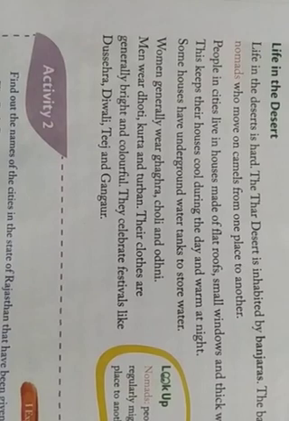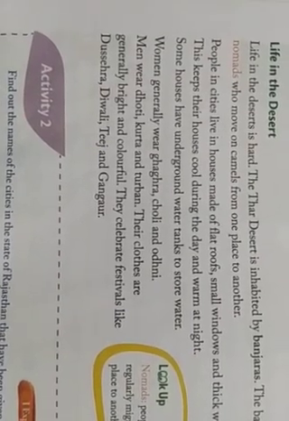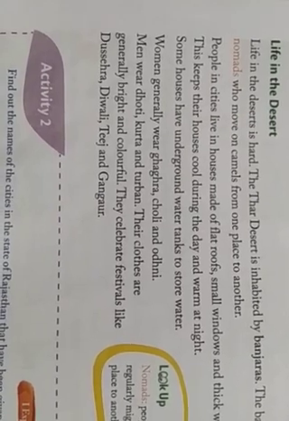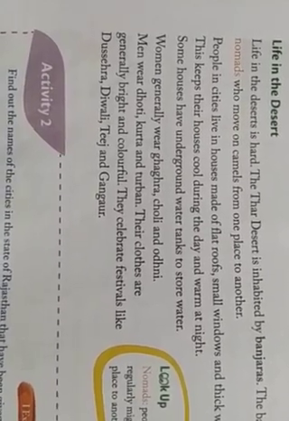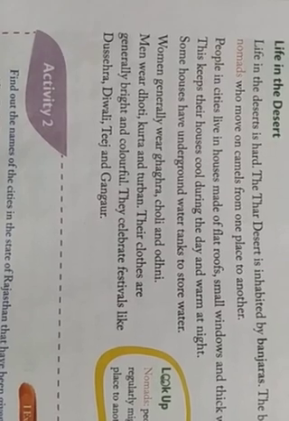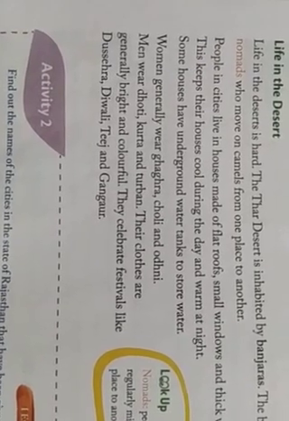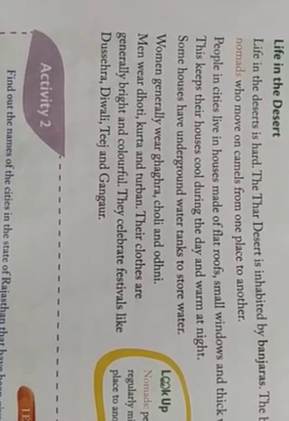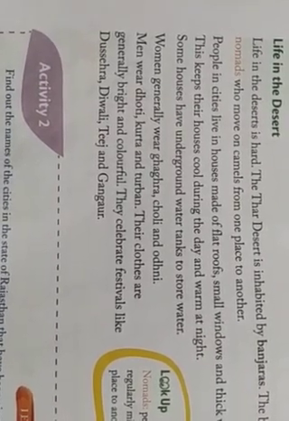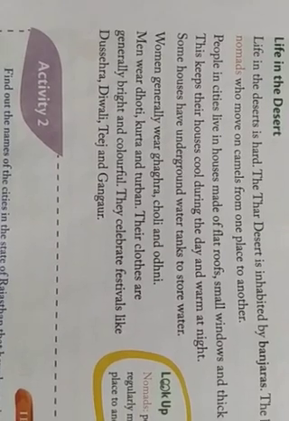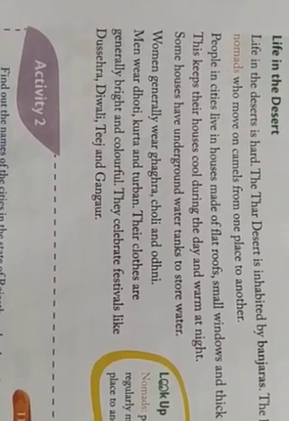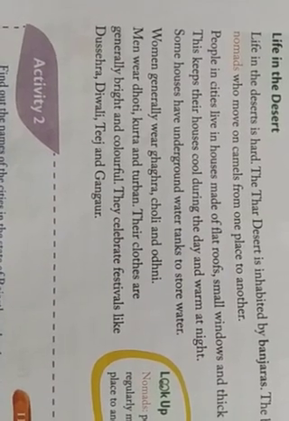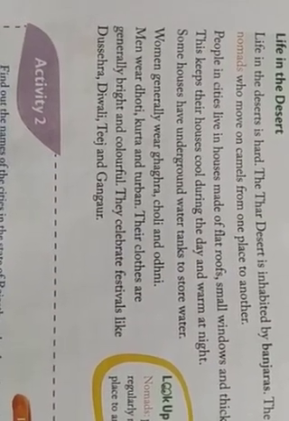Now the dressing of the people who are living there. Women generally wear ghagra, choli, and odni. Men wear dhoti, kurta, and turban. Their clothes are generally bright and colorful. They celebrate festivals like Dashera, Diwali, Tej, and Gangaur. Yes, children. So this is the dressing of the people who are living there. Women wear ghagra, choli, and odni, and men wear dhoti, kurta, and turban. Most of the time it is bright and colorful, and they celebrate festivals like Dashera, Diwali, Tej, and Gangaur.